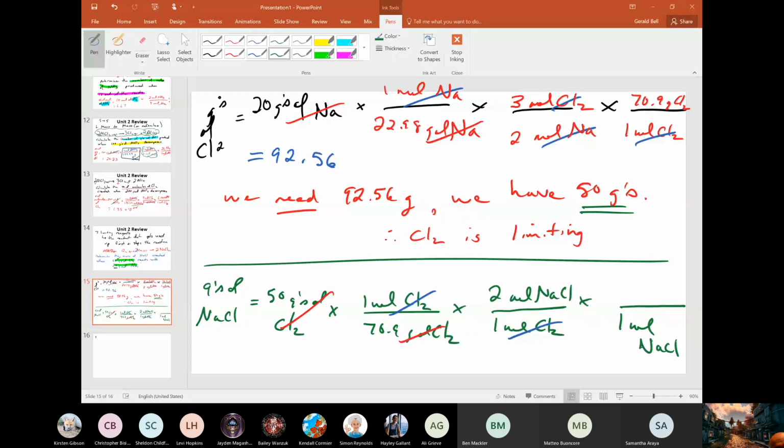I guess I need the molar mass of this one first, though. 58.44 grams. So this should give us our answer here. 50 times 1 times 2 times 58.44 divided by 70.9. That should do it. 82.4.